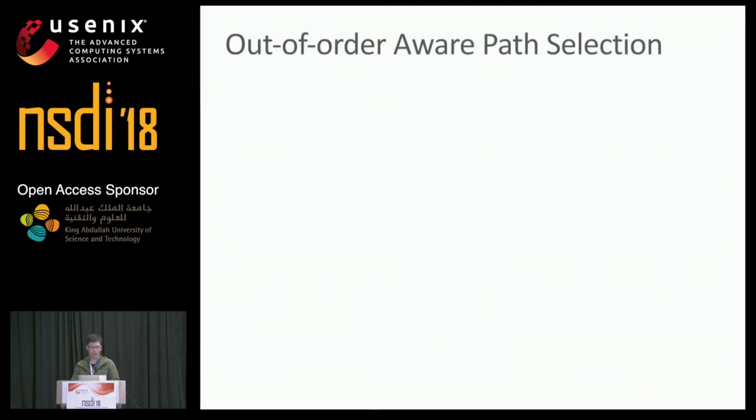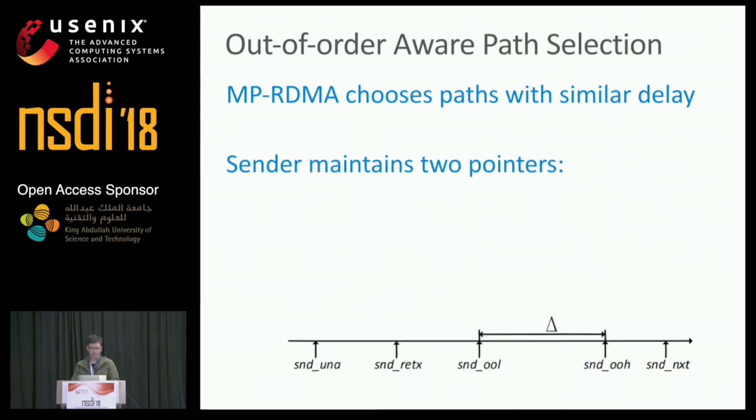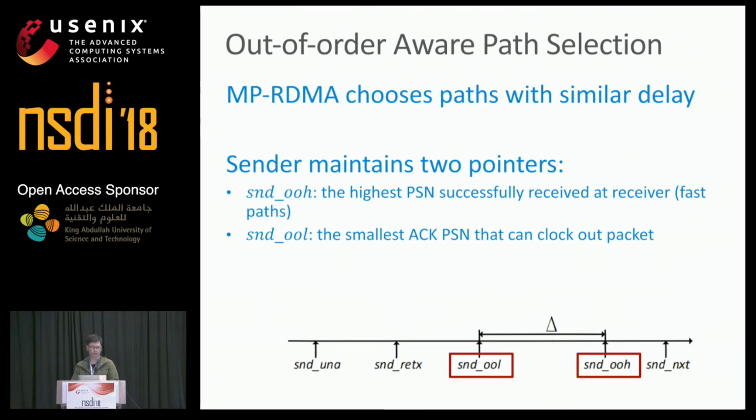So we adopt an approach called out-of-order aware path selection. Actually, multipath RDMA will choose its paths with similar delays. To achieve this goal, the sender maintains 2 pointers. One pointer is called send OOH. This pointer marks the highest packet sequence number that has been successfully received at the receiver. So this actually marks a fast path. It also maintains a second pointer called send OOL. This is the smallest ACK PSN that can clock out one packet. And we use a delta parameter to adjust the network out-of-order degree.